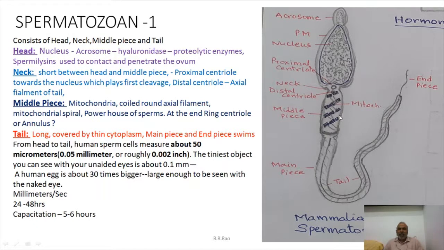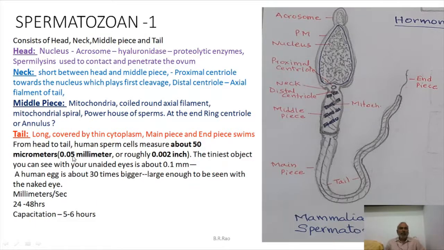This is the middle piece. This is called the nebenkern. It is having coiled structures of mitochondria, and mitochondria are needed for generating the energy for the movement of sperm. And then at the end of the middle piece there is another centriole, called the ring centriole. The function of the ring centriole is not known. The tail is meant for swimming, and the tail has two regions. One is called the main piece, occupied by a sheath, and the other is called the end piece, where the axial filament is naked.